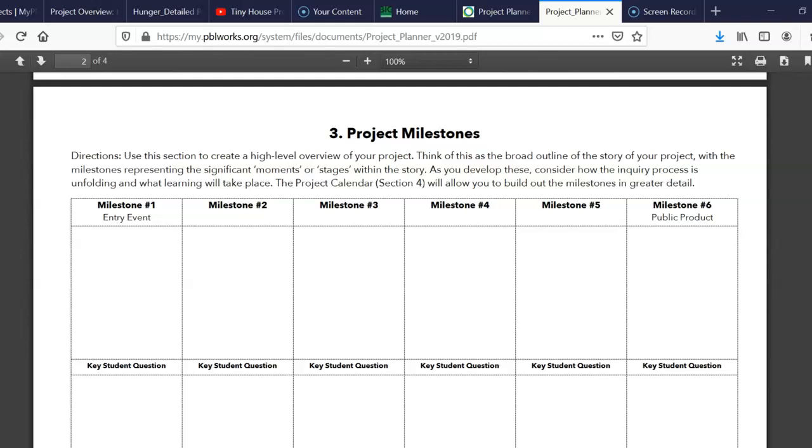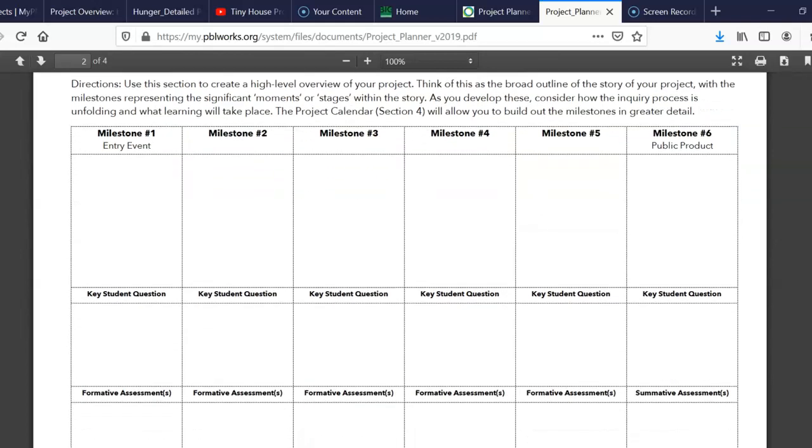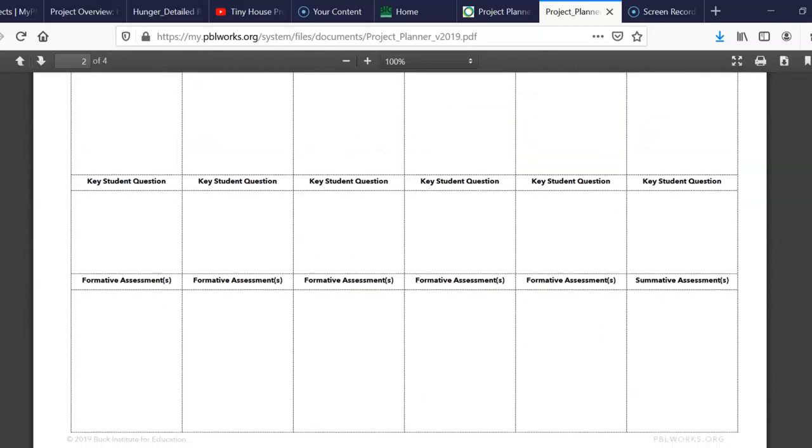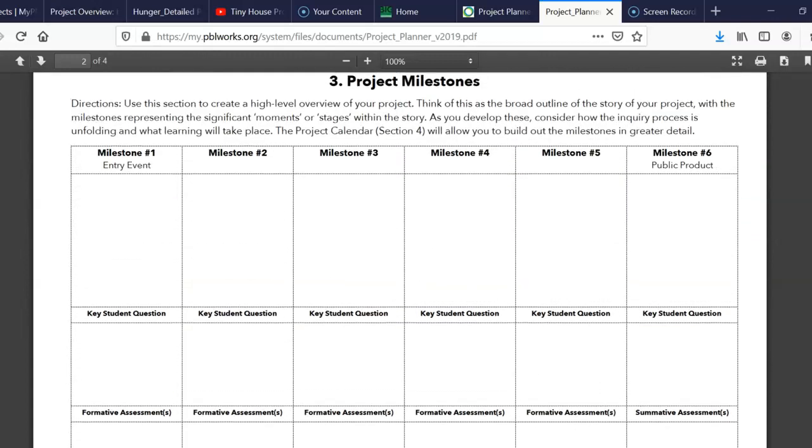Then the next step would be they present these and they talk through, and we talk about what's important in a space. Then what I'm going to do is explain that they're going to build a tiny house, and so on and so forth. So like, what are the moments in your project? Again, a bird's eye view here. As you develop these, consider how the inquiry process is unfolding and what learning will take place, and then the project calendar will allow you to build out the milestones in greater detail. So this just breaks it down into 6.